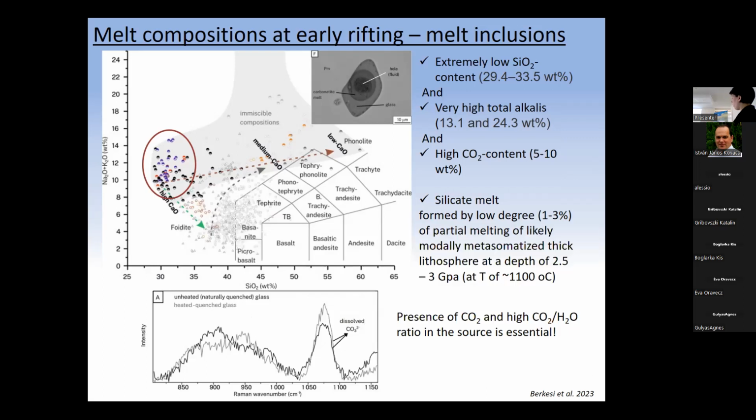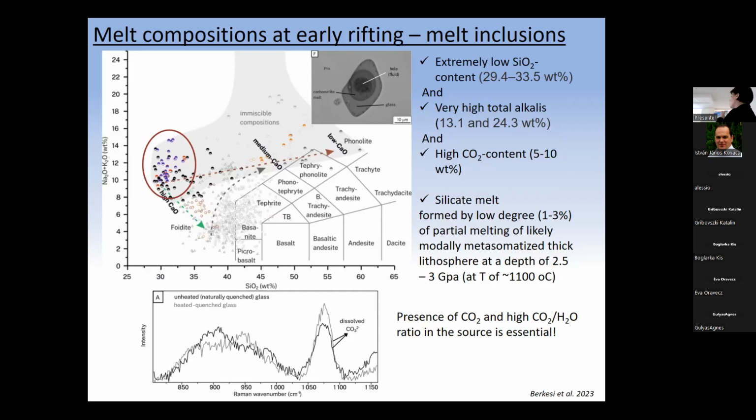And this is what is reflected in the melt inclusion as well, because we see, according to the Raman spectroscopic analysis and calculations, that we have the highest dissolved carbonate concentration for the silicate melts. This is extremely high, between 5 to 10 weight%. Normally it's up to 1 or maximum 2 weight% for basaltic rocks, but here it is extremely high.